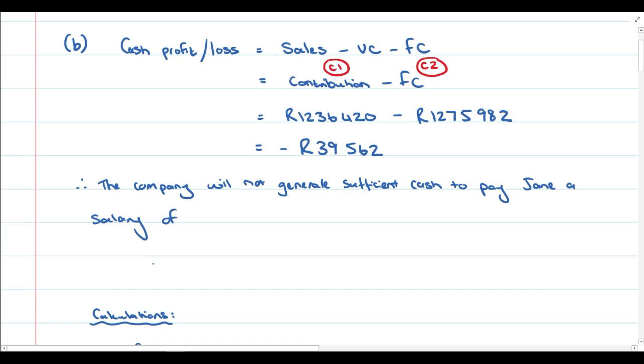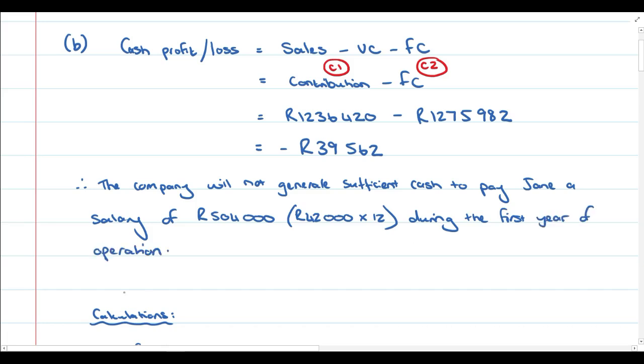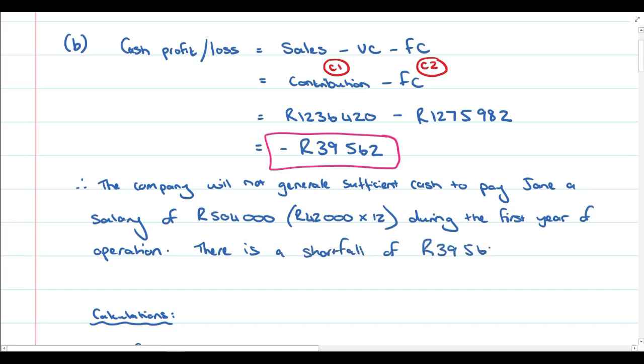Okay, so if it's a salary of 42,000 Rand a month, that is an annual salary of 504,000. Okay, what is the shortfall? They will be short 39,562. Okay, so what they will be able to pay Jane is 504,000 minus 39,562. That's what they can afford to pay her in cash. All right, so that then answers part B of the required.